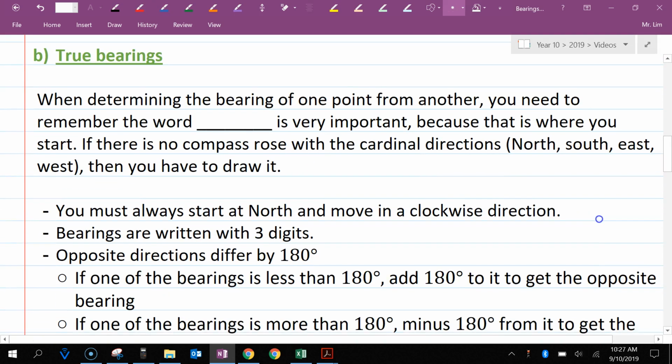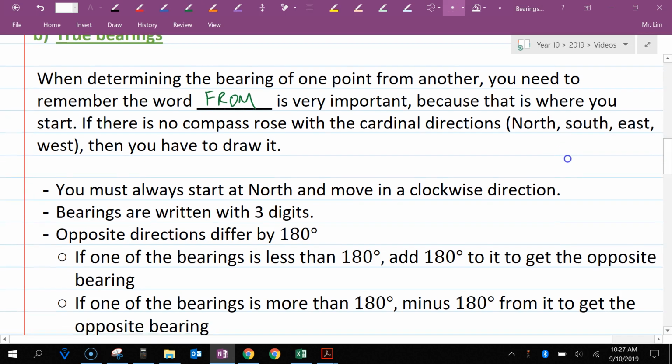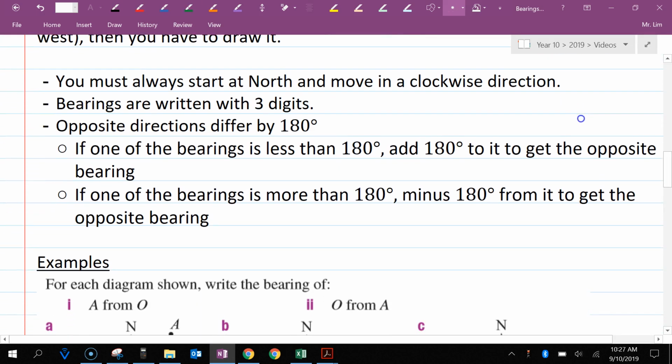Alright, let's have a look at true bearings. When determining the bearing of one point from another, you need to remember the word from is very important, because that is where you start. If there is no compass rose with the cardinal directions north, south, east, west, then you have to draw it. You must always start at north and move in a clockwise direction.